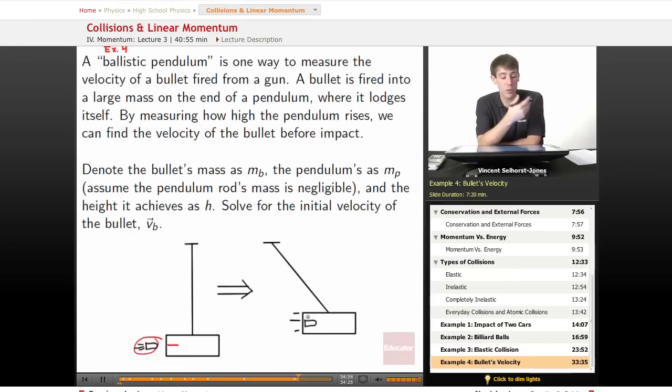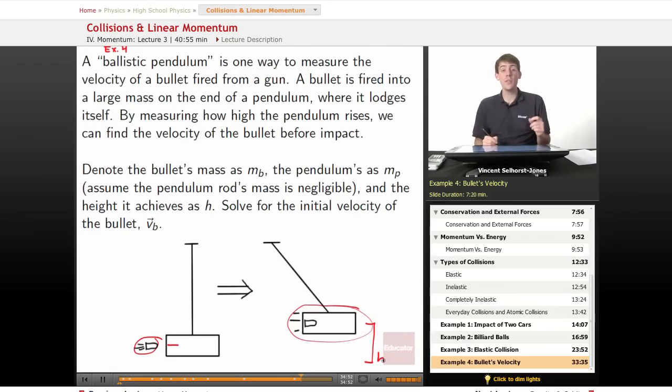A bullet is fired into a large mass on the end of a pendulum where it lodges itself. By measuring how high the pendulum rises, we'll be able to figure out the velocity of the bullet before impact. How do we do that? We'll get to that. So, denote the bullet's mass as mb, the pendulum's mass as mp. Assume the pendulum's rod's mass is negligible, so all we have to worry about is the mass of the block, mp. And the height it will achieve will be h. So it goes up some height h.